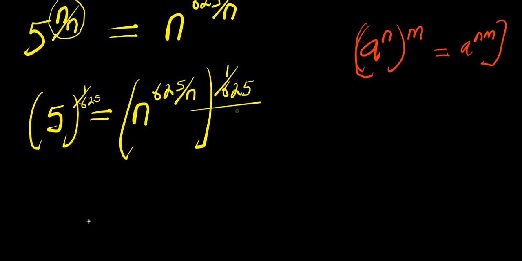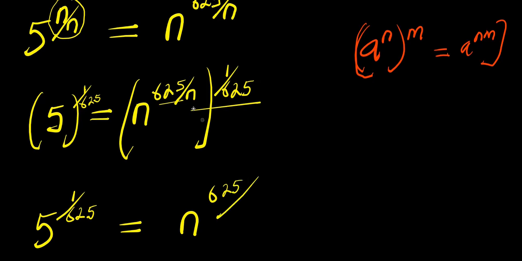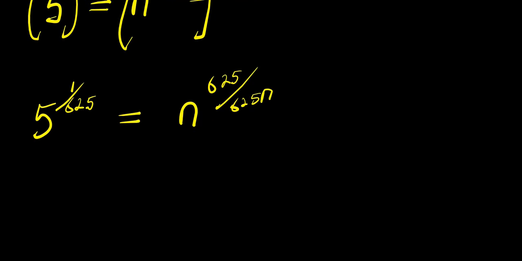So I will multiply this. I have 5 power 1 over 6 to 5 equals n power. This multiplies 1. We have 6 to 5 divided by n times 6 to 5, like 6 to 5 n. So from here, 6 to 5 eliminates 6 to 5. 5 power 1 over 6 to 5 equals n power 1 over n.